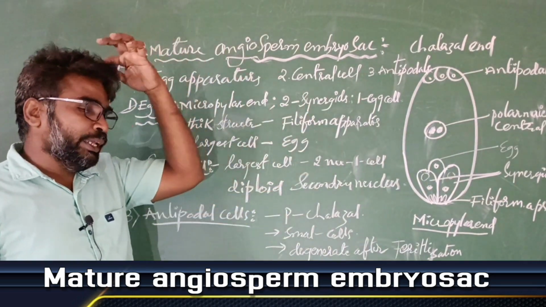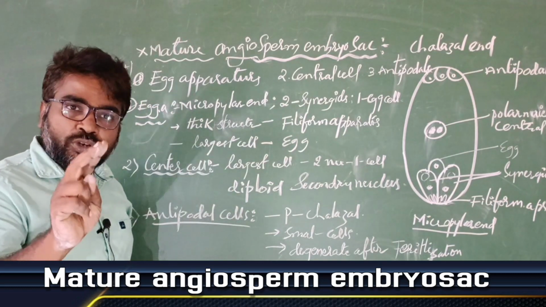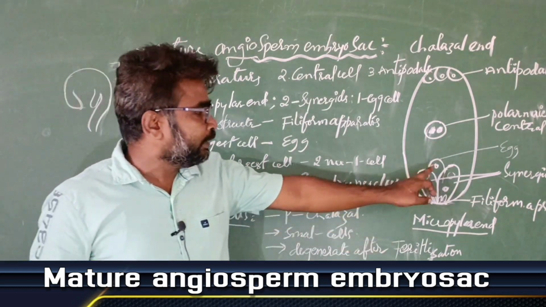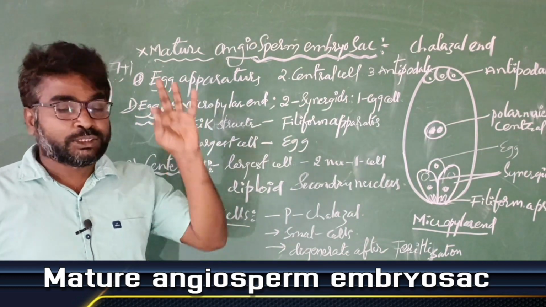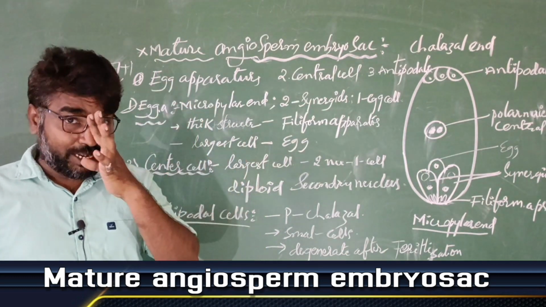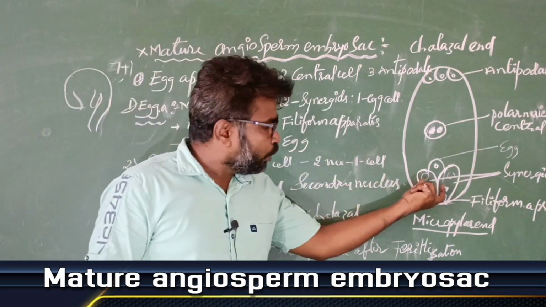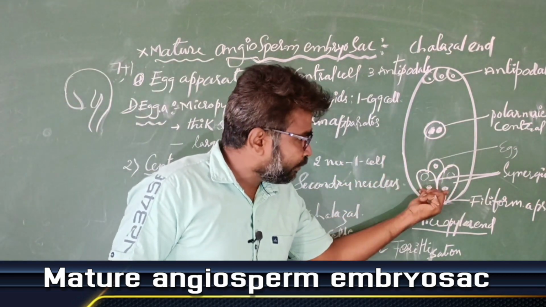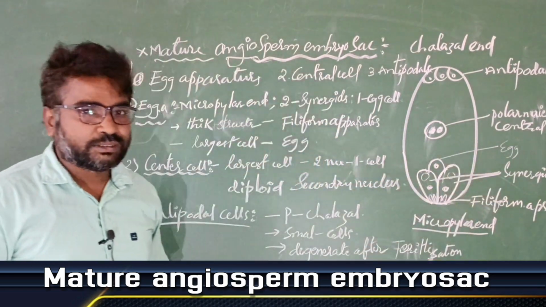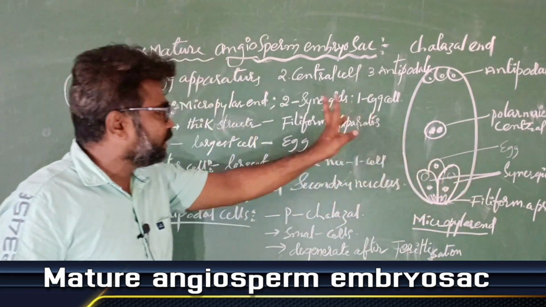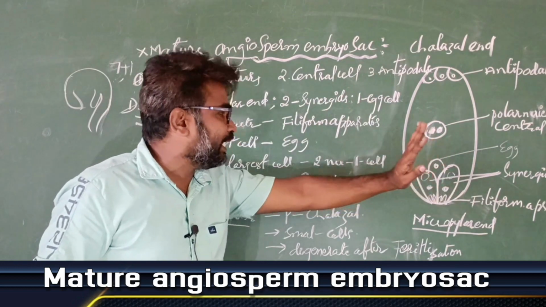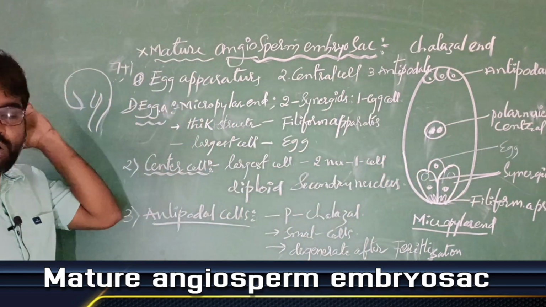Are you getting my point? Here 3 cells are there. Out of 3, 1 cell is the bigger one, larger in size. It is the true egg cell, the female gamete. The remaining 2 cells are synergid cells. So 2 synergid cells and 1 egg cell are present in the egg apparatus.